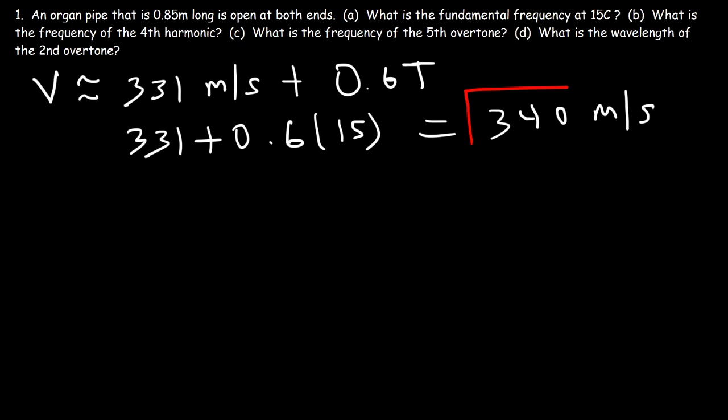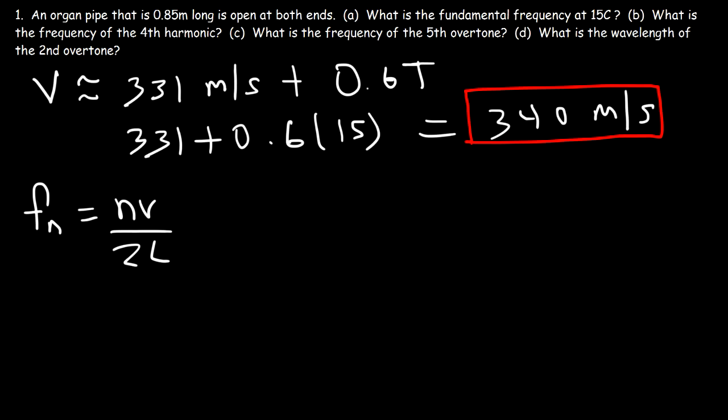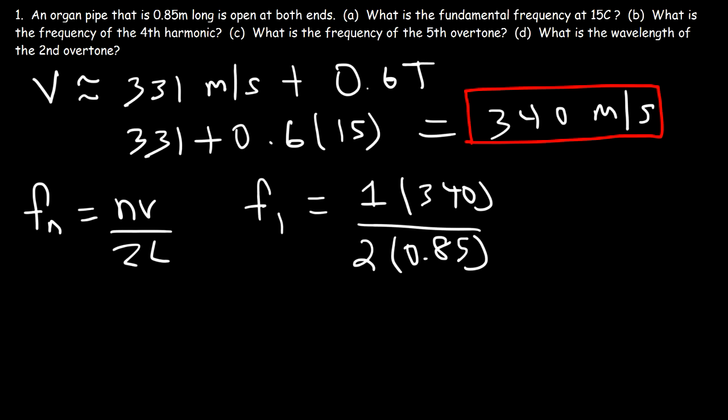So now let's calculate the fundamental frequency. To find it, it's nv over 2L for this type of pipe. So we're looking for the fundamental frequency. So n is 1. The speed is 340, and the length of the pipe is 0.85 meters. So it's 340 divided by, let's see, 2 times 0.85, that's 1.7. So the fundamental frequency in this problem is 200 hertz.